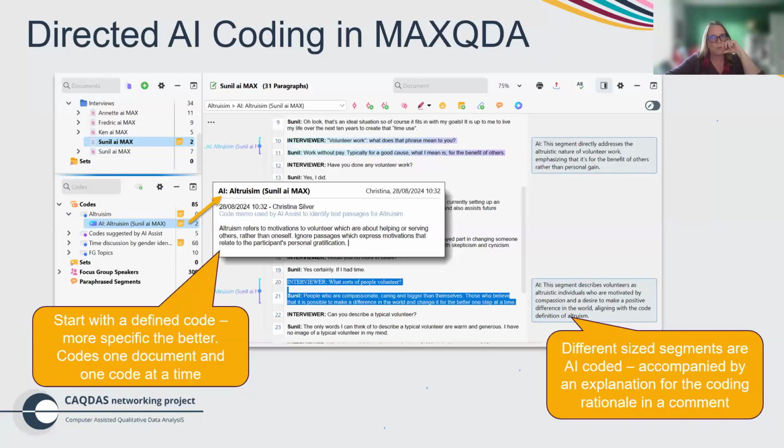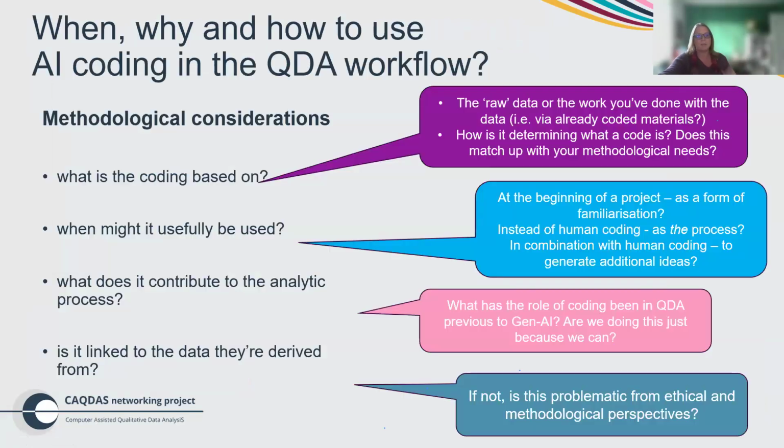So there are some very different ways that AI coding has been implemented. Again, I'm not going to go through them today because I'm running out of time, but you've got the slides. You can have a look at these and think about the when, why, and how to use AI coding in your workflow.